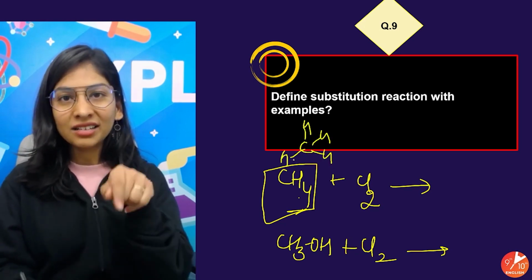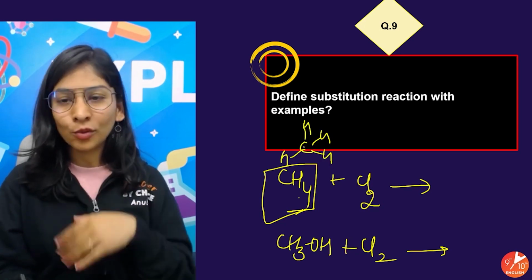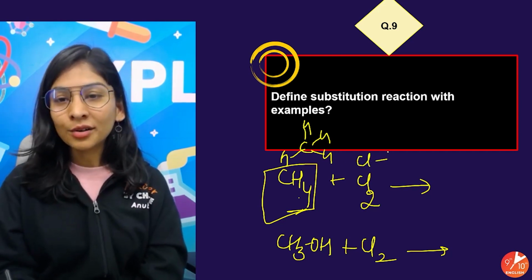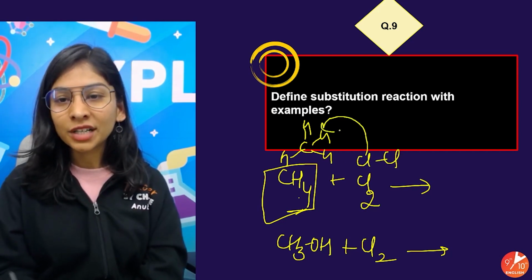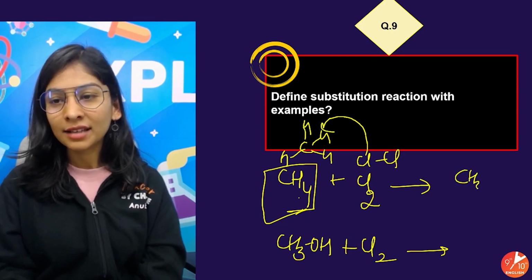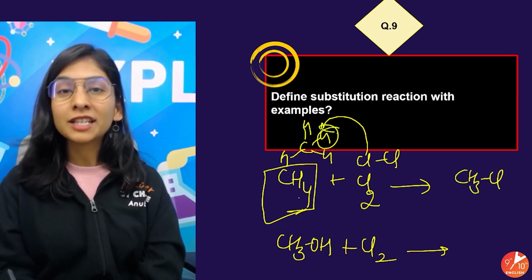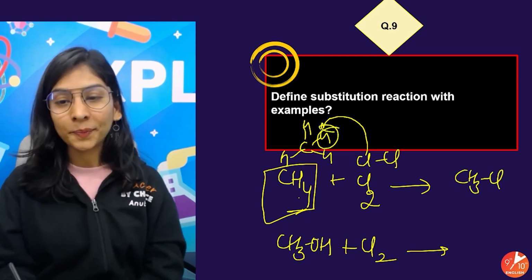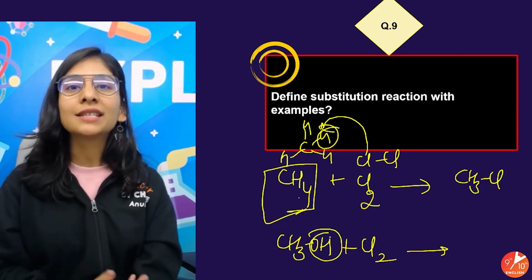I didn't draw the tetrahedral structure. I hope that is not our concern. So chlorine is like, I am substituting hydrogen and taking its place. CH3Cl, substituted an atom. But here, OH, that is our functional group.